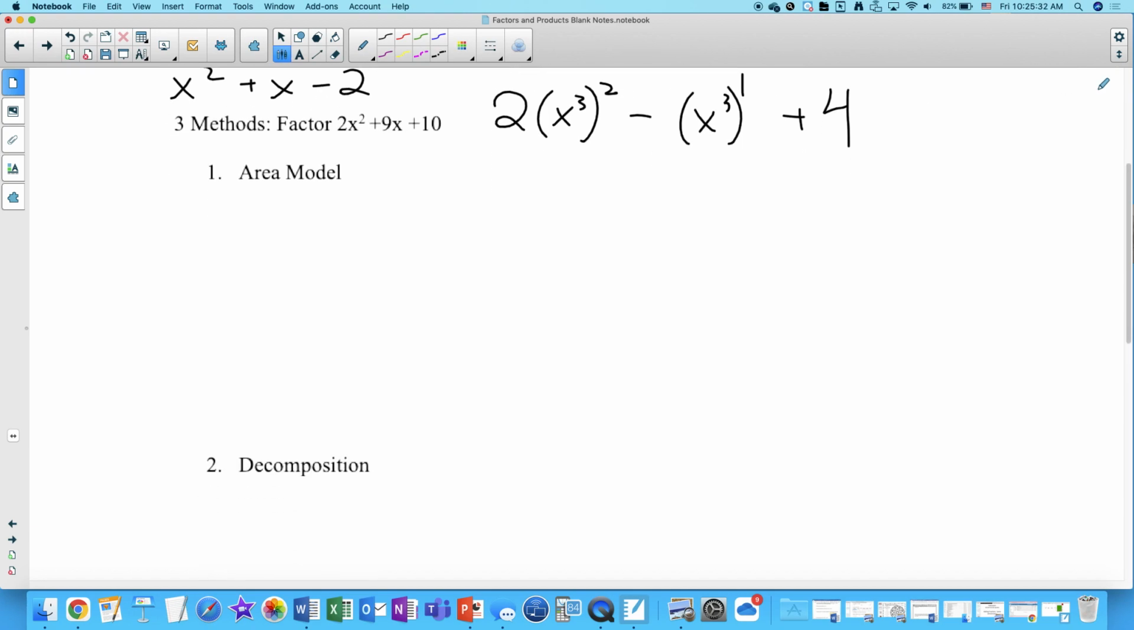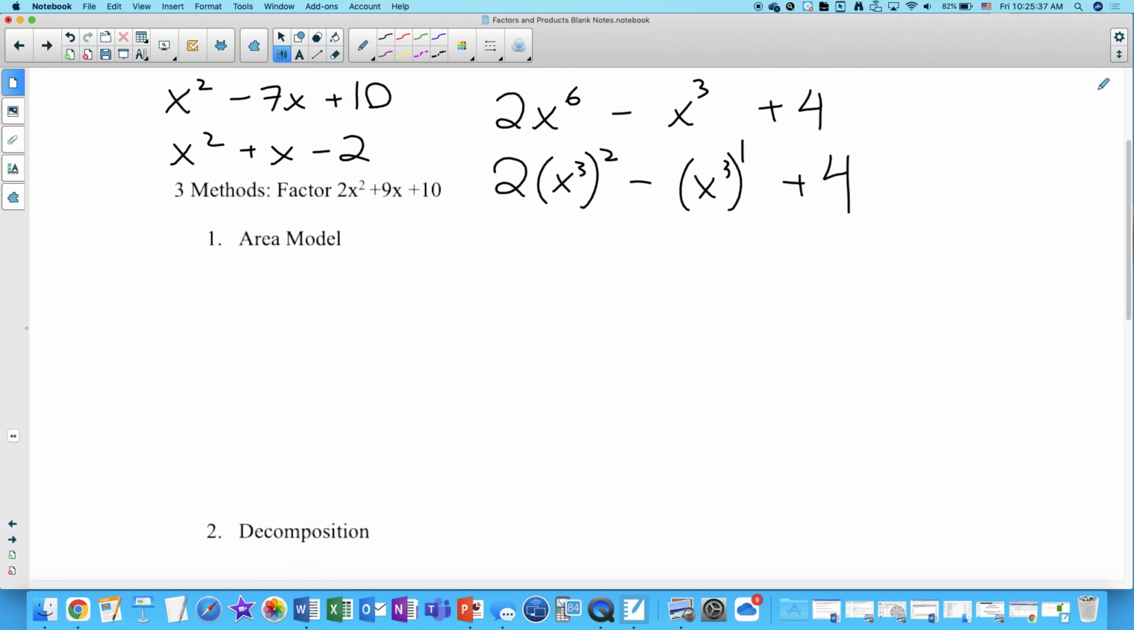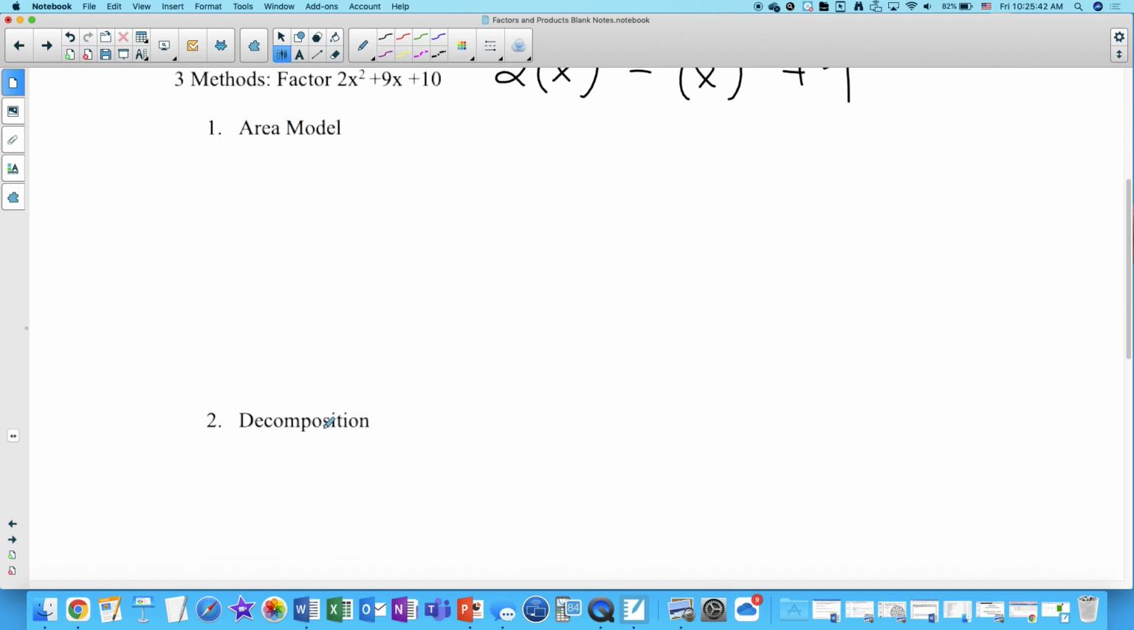Now, how do we factor these? Well, there are 3 different strategies that we can use. One of them is called the area model, and this basically undoes the box method of multiplying. The second one is decomposition, which basically undoes distribution. And then there's also guess and check, which doesn't really undo anything, but it's really fast if you're good at doing stuff in your head.